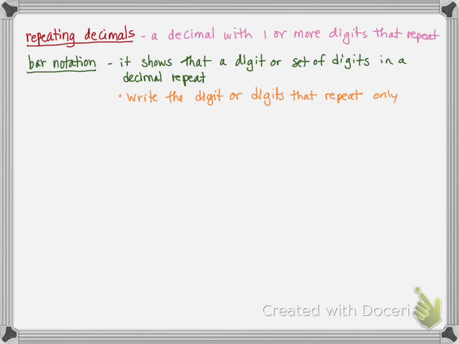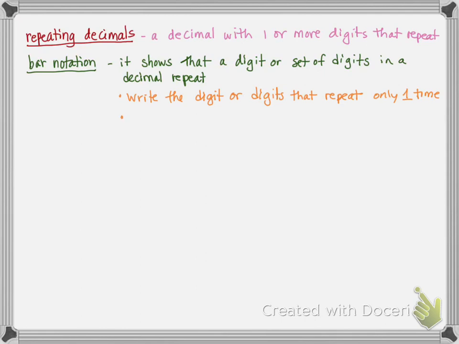Only one time. Okay, that sounds a little weird. So basically what I'm saying is that you write the digit once that repeats, or you write the set of digits that repeat only once. You don't write 0.33 with a bar over the last three. No, you write the digit that repeats one time, and then we're going to put the bar in.